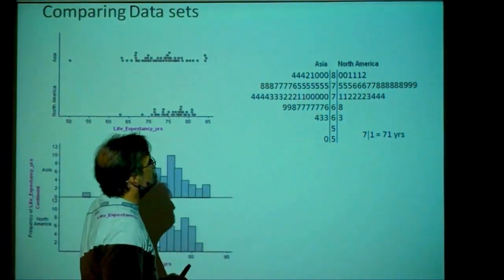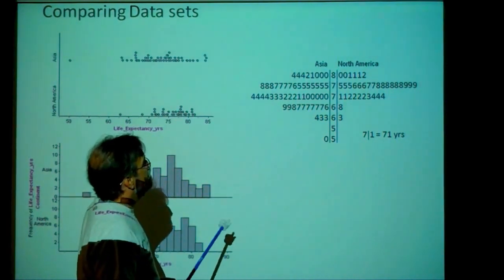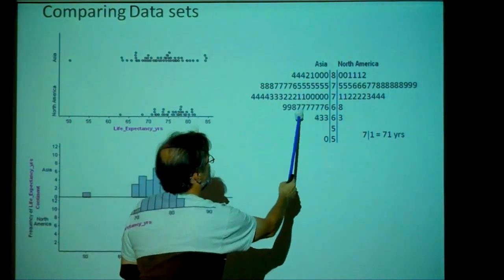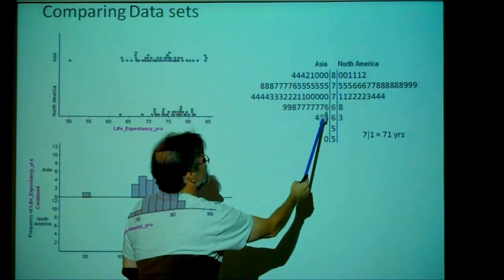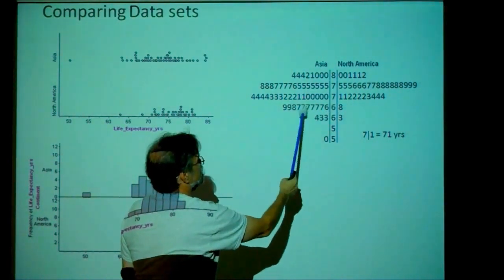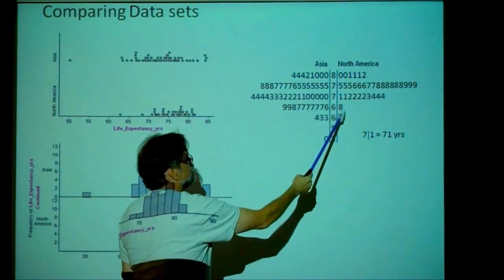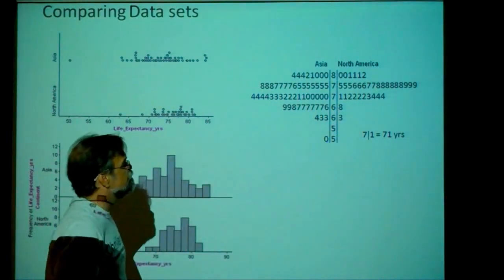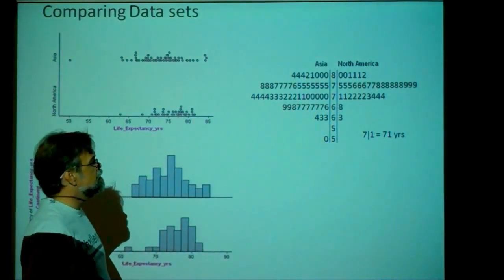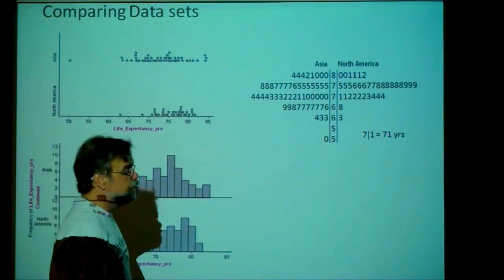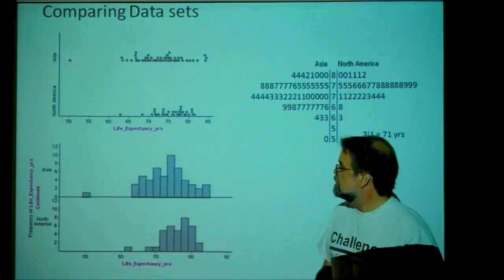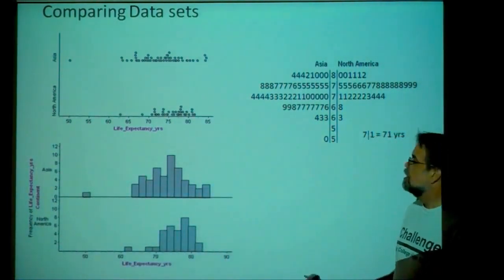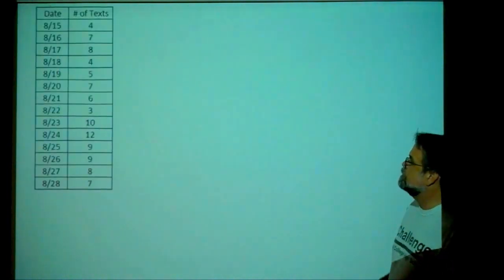Again, in a stem plot, this is a back-to-back stem plot, you can also see the same trend. Here you can see that there are a lot more countries in Asia with life expectancies in the 60s, whereas very, very few, only 2 countries in North America with median life expectancies in the 60s. So those are different ways of using these 3 different displays to compare data sets.